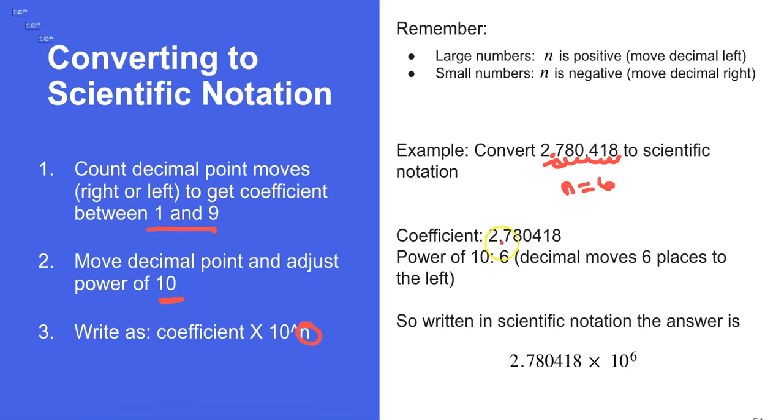So our coefficient is 2.780418. So we use all of the numbers. It's to the power of 6, and 6 is going to be positive. Here is my coefficient. Double check it. Make sure it's between 1 and 9. It is. It's times 10 to what power? Well, we moved the decimal 6 places. So it's a positive 6 because our original number was a very large number, not a small number.